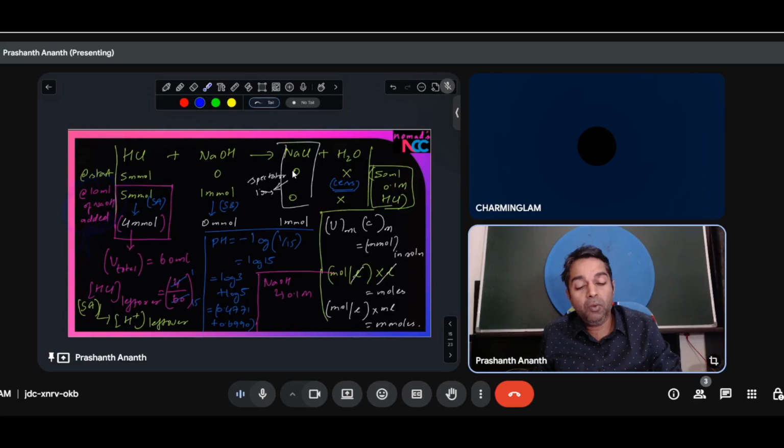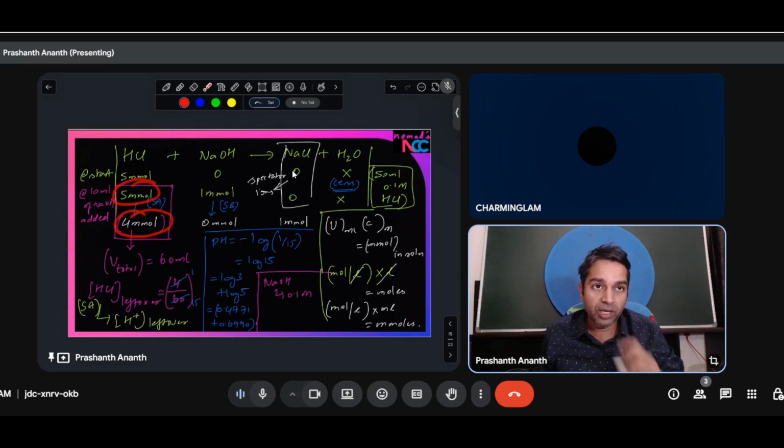We end up having 1 millimole of NaOH added and 5 millimoles of HCl still present. These two will react with each other. When they react, NaOH is the limiting reagent, so it is fully consumed and becomes 0. The 5 millimoles of HCl becomes 4 millimoles of HCl.